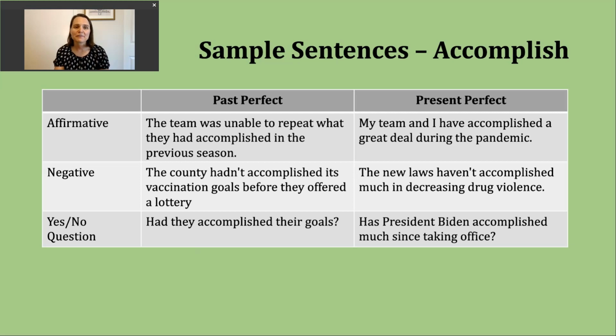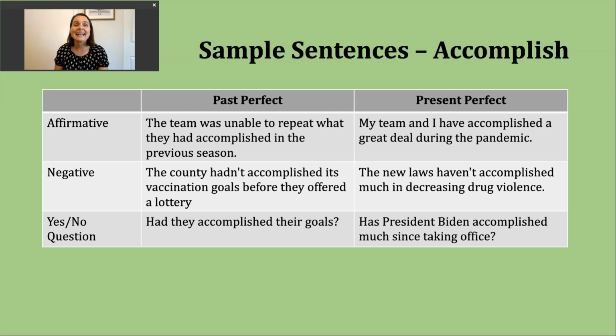Let's look at our affirmative example. The team was unable to repeat what they had accomplished in the previous season. So they must have had a very successful season a year ago, right? And perhaps their season has just ended and they weren't able to have that same level of success.